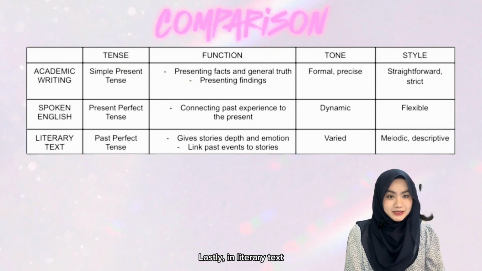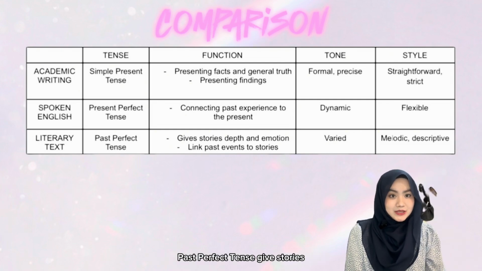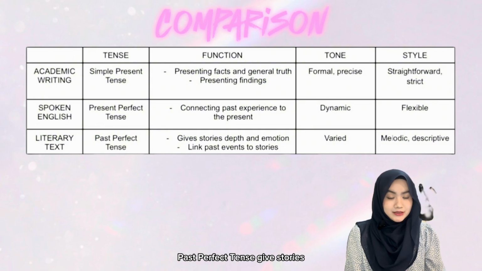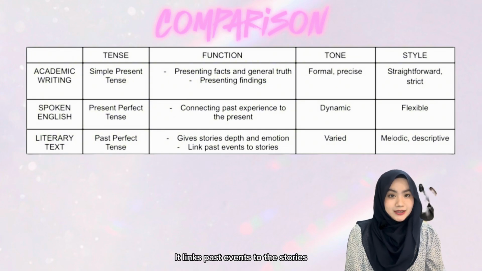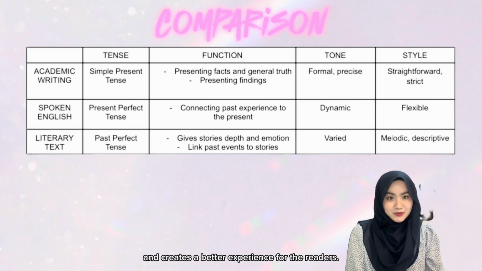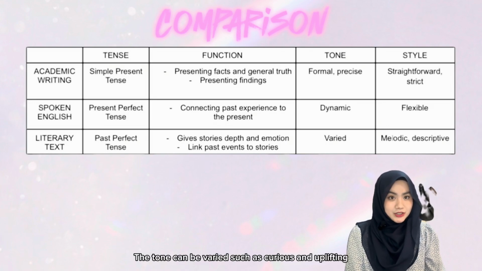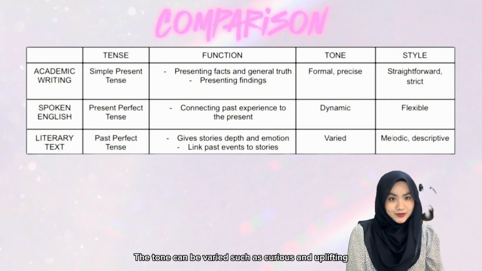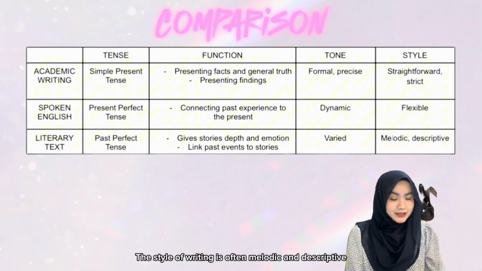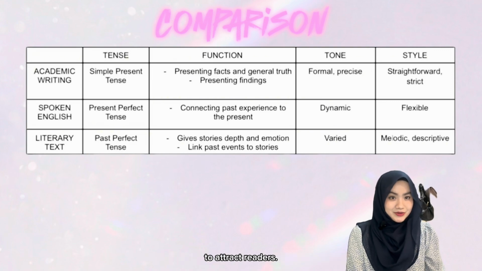Lastly, in literary text, the past perfect tense gives stories depth and emotion. It links past events to the stories and creates a better experience for the readers. The tone can be varied, such as curious and uplifting. The style of writing is often melodic and descriptive to attract readers.